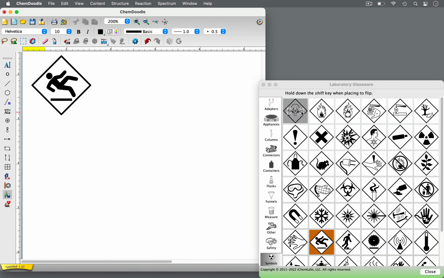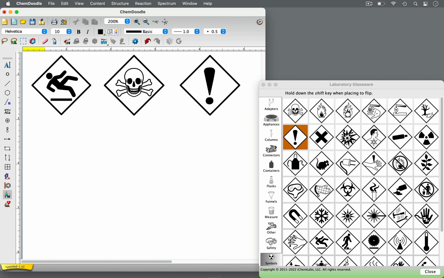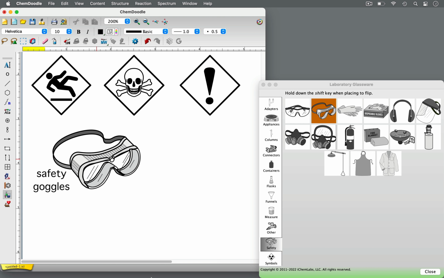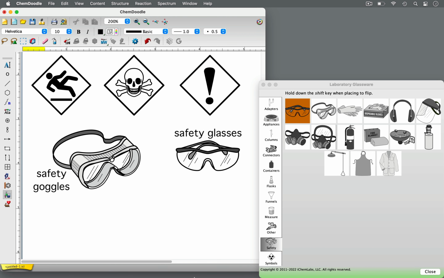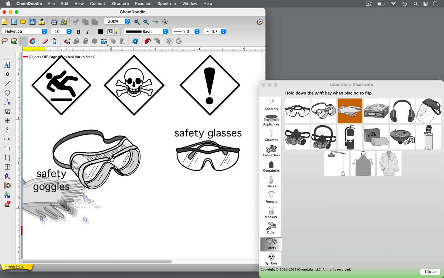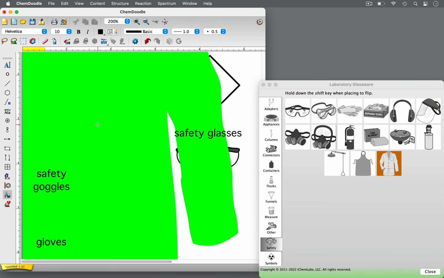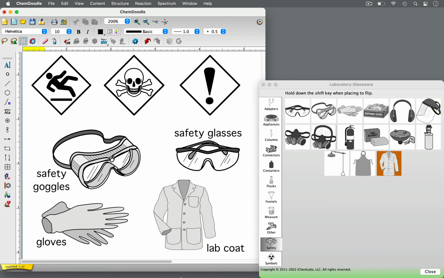It's important to be safe in a lab, and we can wear some gear to help protect us. Foremost are safety goggles, which offer all-around eye protection. Another option is safety glasses. They protect your eyes from spills, splashes, and flying objects. Gloves protect your hands. And a lab coat protects your body from chemical splashes and spills.